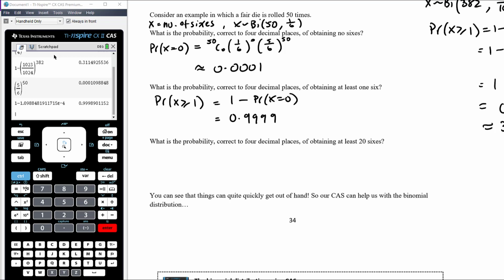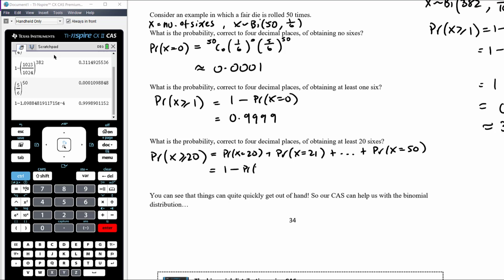What is the probability, correct to 4 decimal places, of obtaining at least 20 6s? So probability that x equals 20. Sorry, not equals 20, at least 20. X is bigger than or equal to 20. That would be the probability that x equals 20 plus the probability that x equals 21 plus all the way up to the probability that x equals 50. And even if you tried to make it a bit more efficient, it would be 1 minus the probability that x equals 0 minus the probability that x equals 1 all the way up to the probability that x equals 19. Either way, it's going to be a lot of work.